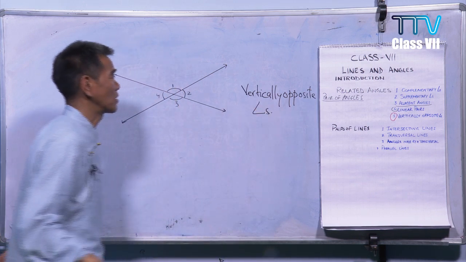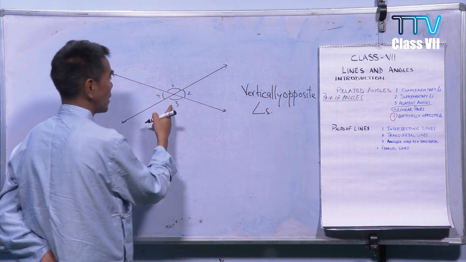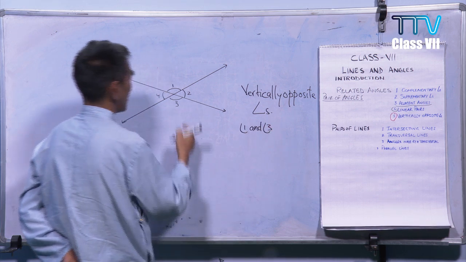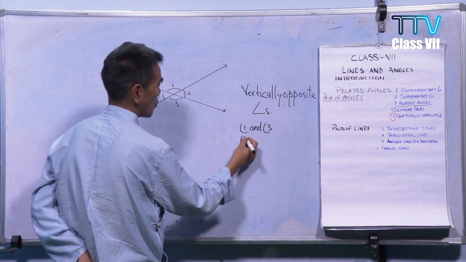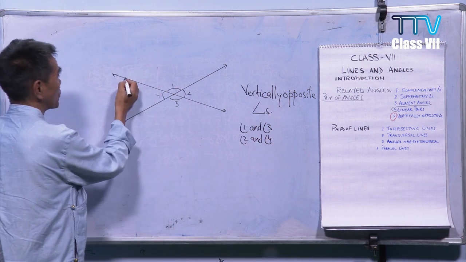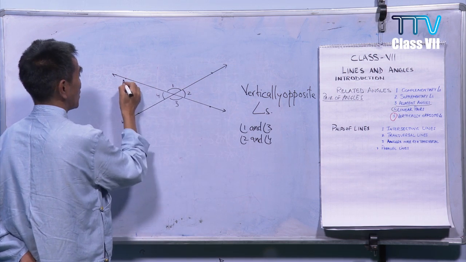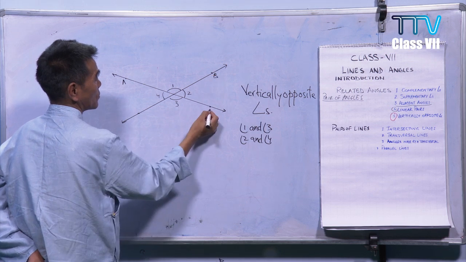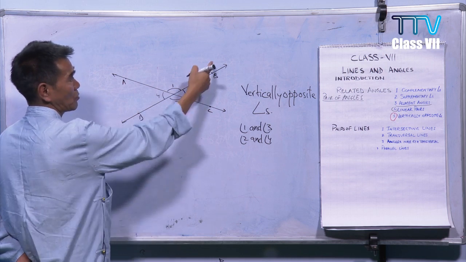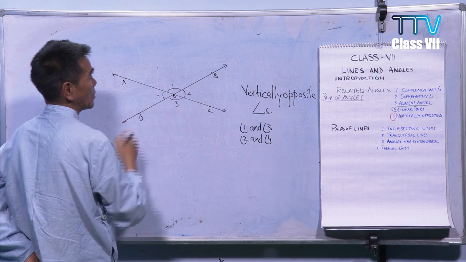Okay, figure the vertical opposite angles. Correct. Pair of vertical opposite angles: angle 1 and angle 3, angle 2 and angle 4. Let's say this line passes through points A and C, and this line passes through points B and D. They intersect at point O.